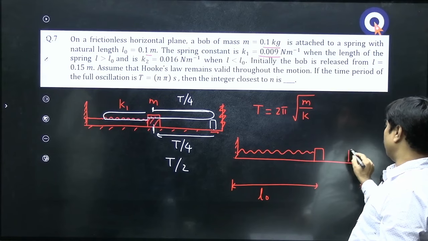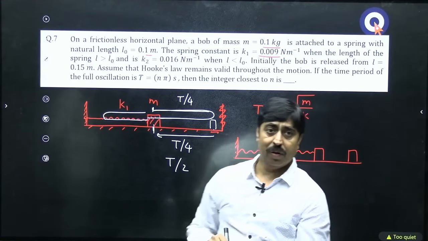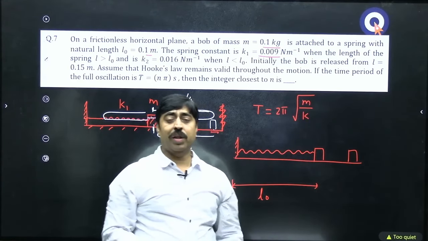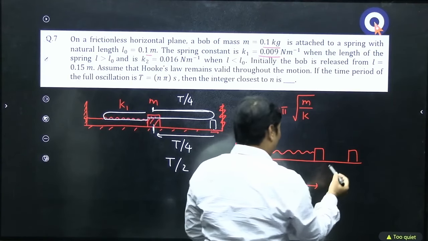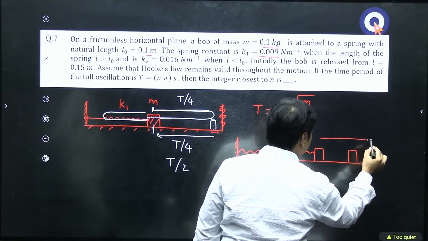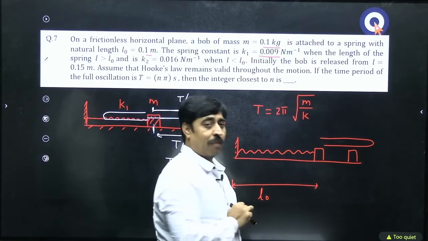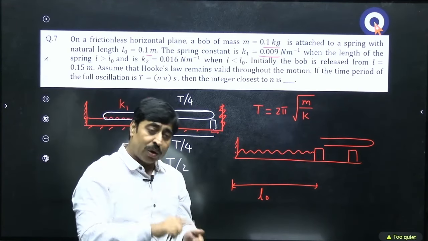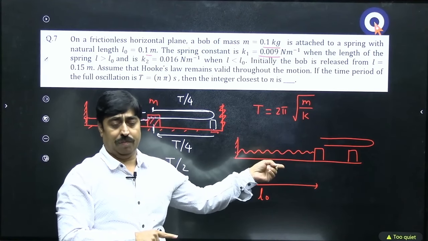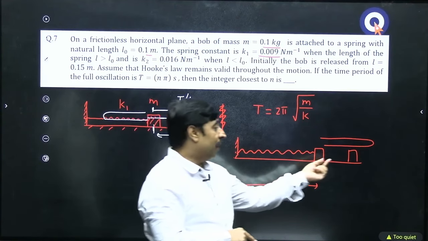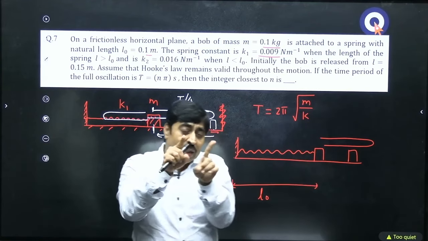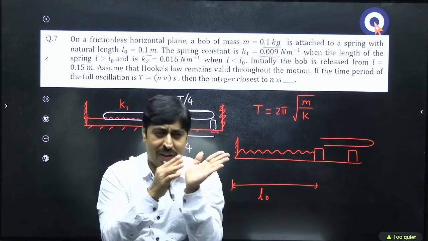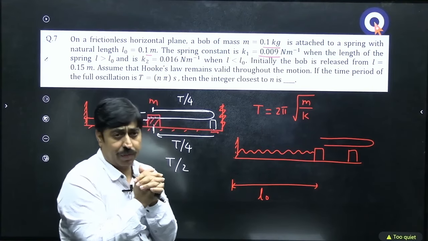side of its equilibrium position, when the block is somewhere here, when the spring is stretched, when the length of the spring is greater than its natural length, during this course of motion, the force constant of the spring is K1. That means this block is experiencing a force towards left that is equal to K1 into x, where x is its displacement from the mean position.